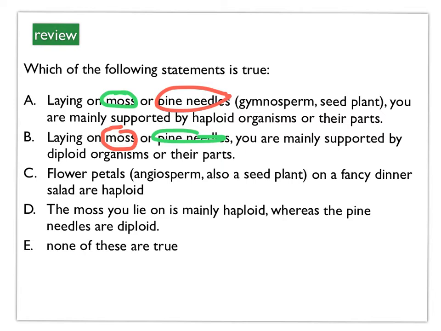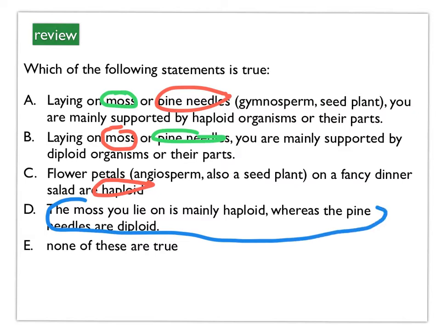Flower petals on a fancy dinner salad are haploid. False. The moss you lie on is mainly haploid, whereas the pine needles are diploid. So I guess that's the one they were looking for.